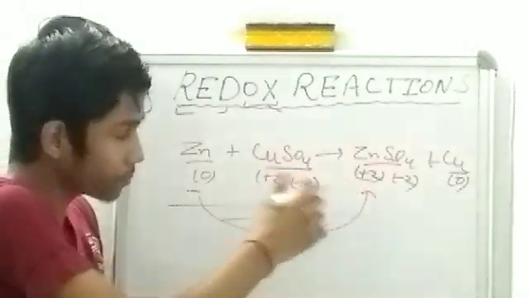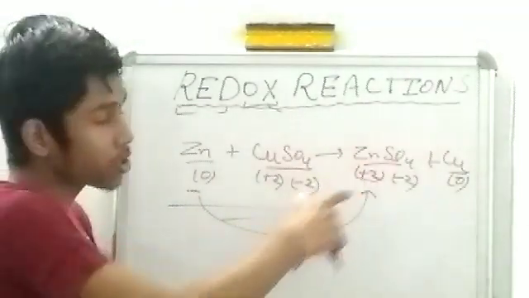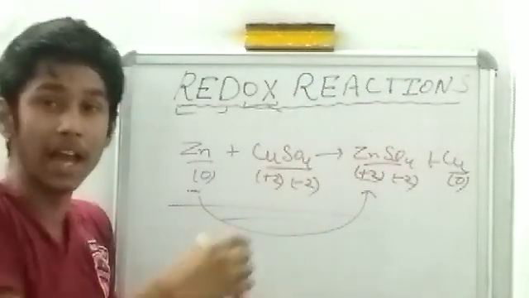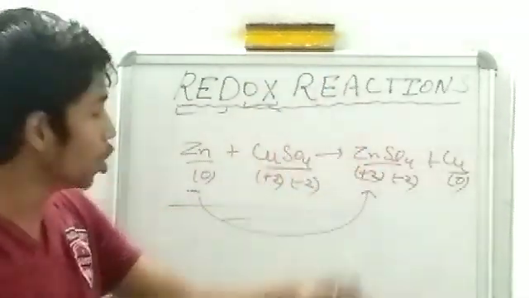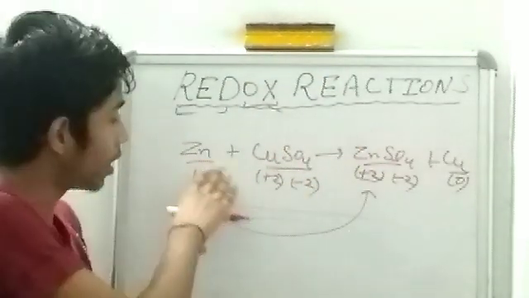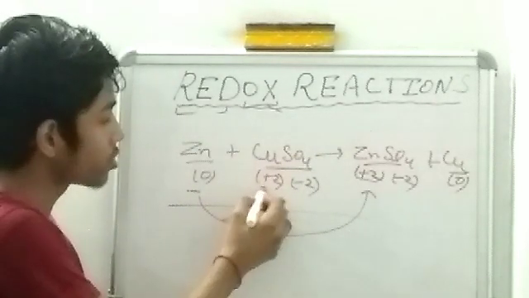It has also gained an increase in the oxidation number. Earlier it was 0 and now it is plus 2. So the oxidation number has also increased. The oxidation number which was 0 has now increased to 2. So Zn has clearly oxidized. Okay. Now what about Cu?